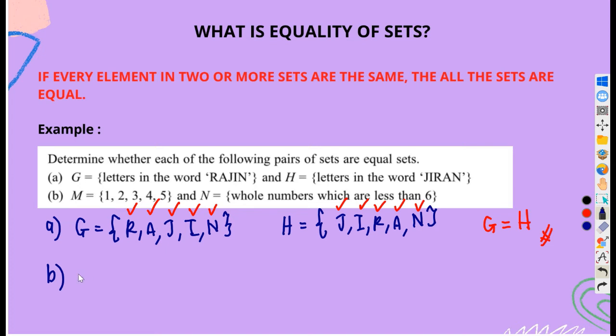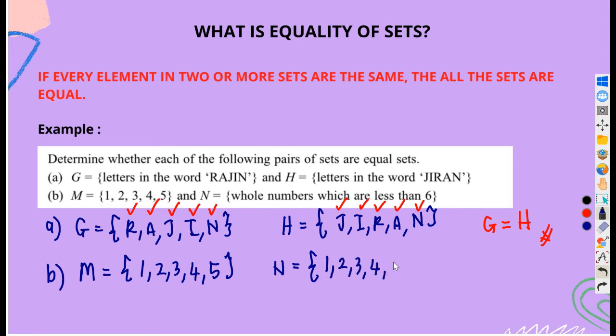Okay, so set M here. So we write again the M here: 1, 2, 3, 4, and 5. So this is for set M. And then set N is equal to whole numbers which are less than 6. Okay, so we need to do listing. So less than 6, starting from 1, 2, 3, 4, and 5. We cannot include 6 here.